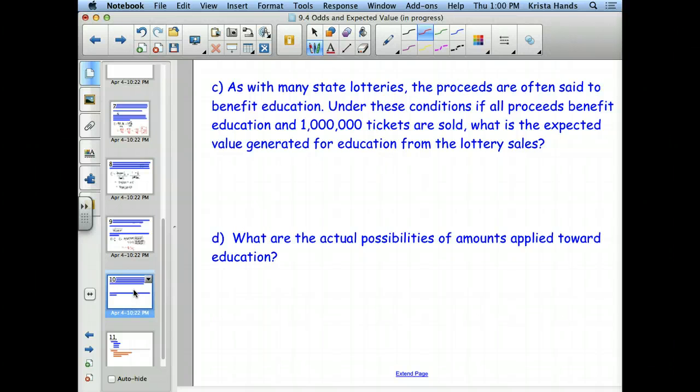All right, so here's where things should start to sound like things you've seen in real media before. As with many state lotteries, the proceeds are often said to benefit education. Under these conditions, if all proceeds benefit education and 1 million tickets are sold, what is the expected value generated for education from the lottery sales? Do you understand the question?